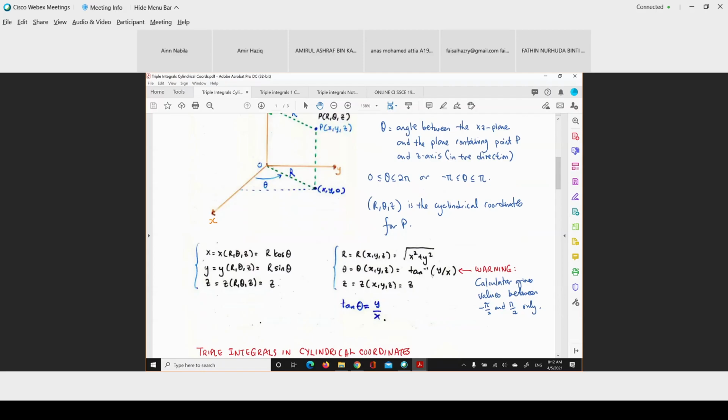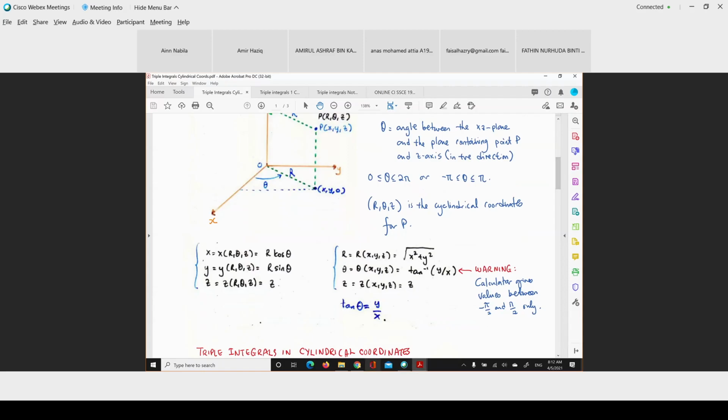Sometimes the calculator value gives the correct value, sometimes it gives you the wrong value. But the value given by the calculator can also be used to determine the correct value. I will show you some examples. Basically, tangent theta is y over x.